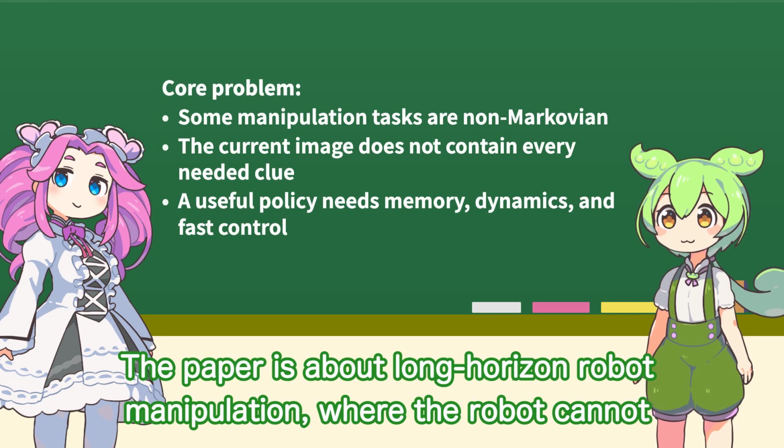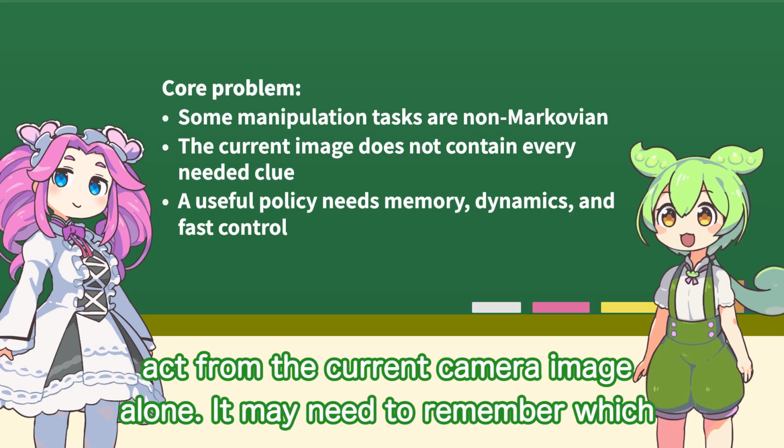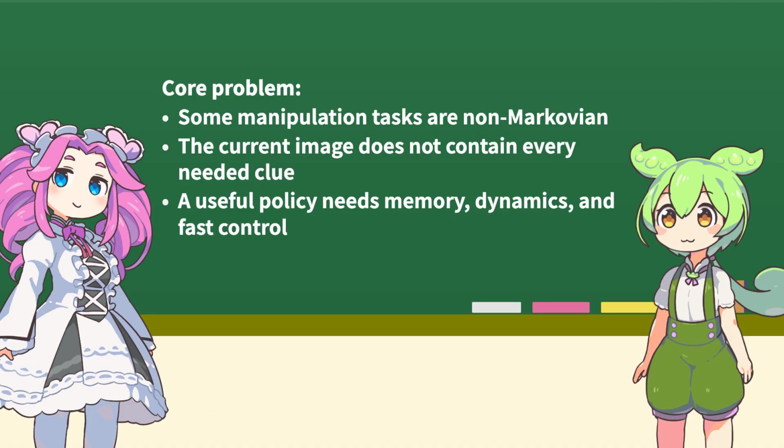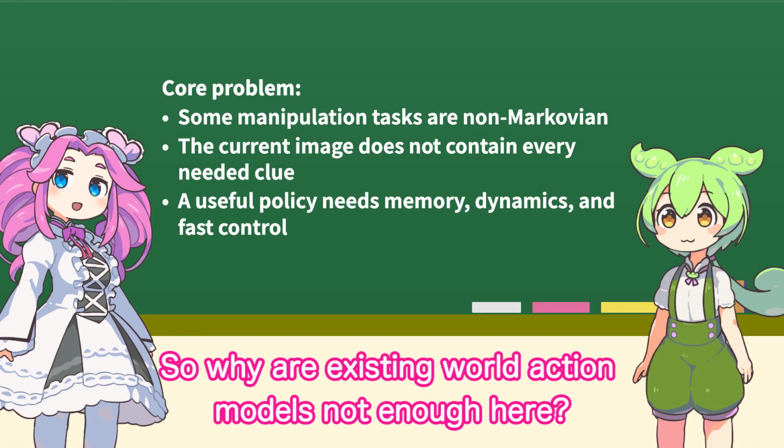The paper is about long horizon robot manipulation, where the robot cannot act from the current camera image alone. It may need to remember which object moved, which cup hit the target, or what number it saw earlier, while still reacting quickly. So why are existing world action models not enough here?